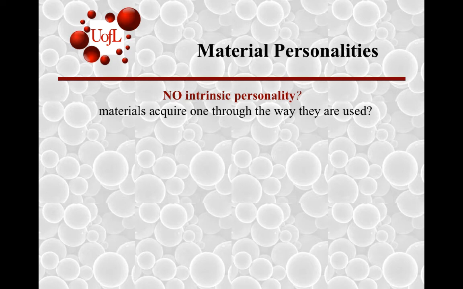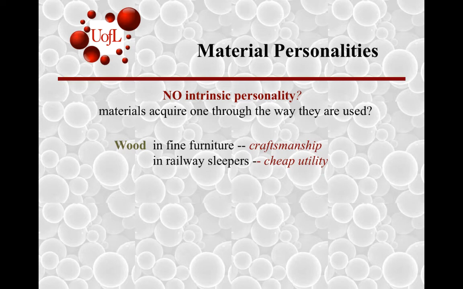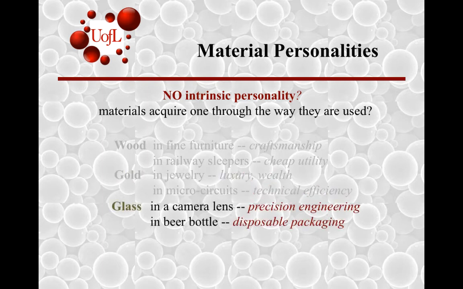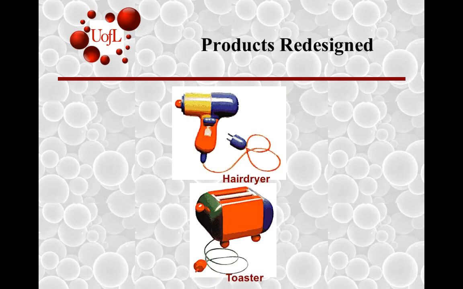Now, a material, whether it's gold or iron or wood, by itself has nothing intrinsic. You could make wood into very fine furniture that indicates craftsmanship, or it can be used for a coffin. Gold can be jewelry, a symbol of wealth, but it can also be used for electrical circuits because its conductivity is very high and its oxidation resistance is very good. For a technical component, glass for a camera lens is a feat of precision engineering. If it's in a bottle of beer, it is something to be emptied out and then gotten rid of, hopefully recycled.